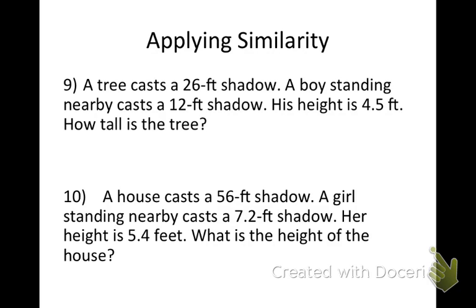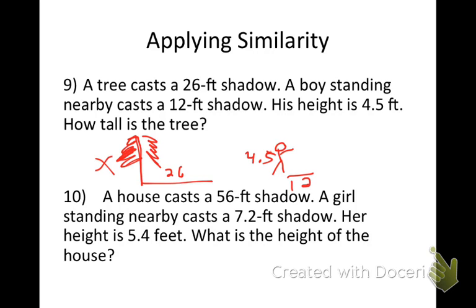All right, let's look at number 9 here. Now again, I want to draw a tree. It starts off with a tree. Tree has a 26-foot shadow, so there's 26. Boy standing nearby. Boy's got a 12-foot shadow. The boy is 4.5 feet tall. How tall is the tree?